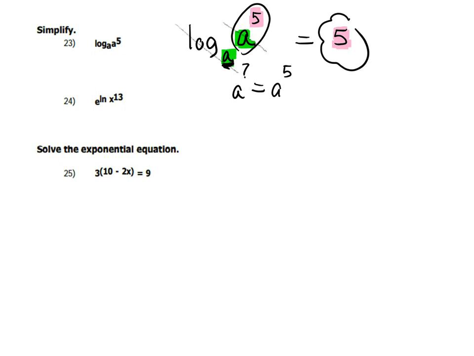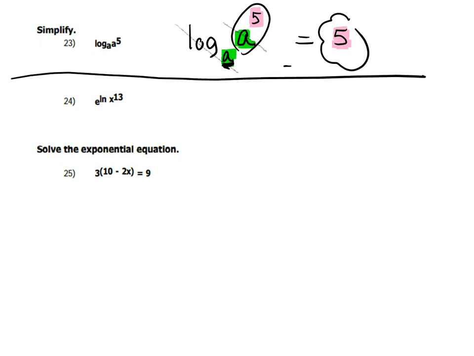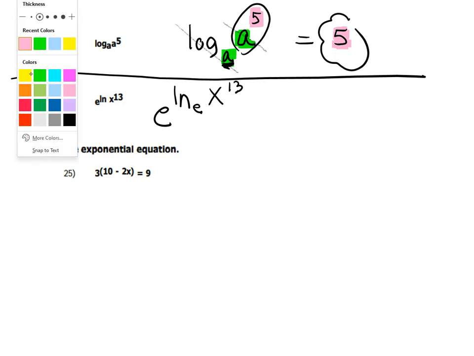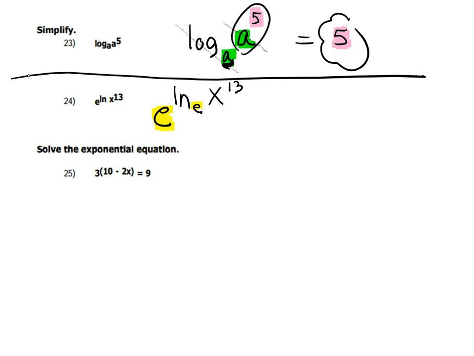They've got, let me erase this. You've got E raised to the natural log, base E, that's invisible, of x to the 13th. Same thing. This base here matches the base on the natural logarithm, so they cancel each other out. And all you're going to be left with is this. And so that's my answer. My answer is x to the 13th, that whole thing. It's just a shortcut rule.